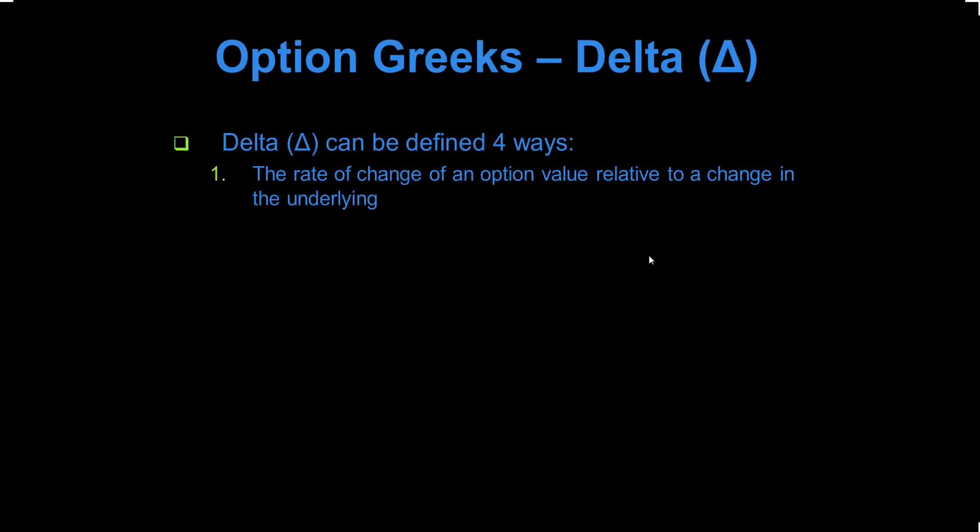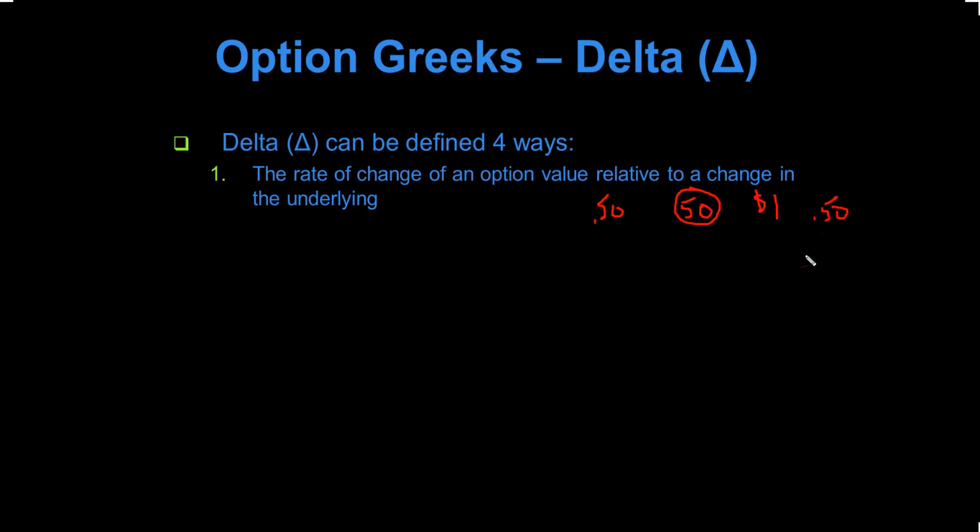Let's define these 4 ways that you can define Delta. One way is the most common way. It's the rate of change of an option value relative to a change in the underlying. So it's really simple. Delta generally is quoted on a platform like this, but most people read it like this, okay? So it's a 0.50 delta, but they say it's got a 50 delta. So what that means is for a $1 move in stock going up or down, the price of that option contract will vary by 50 cents, okay?